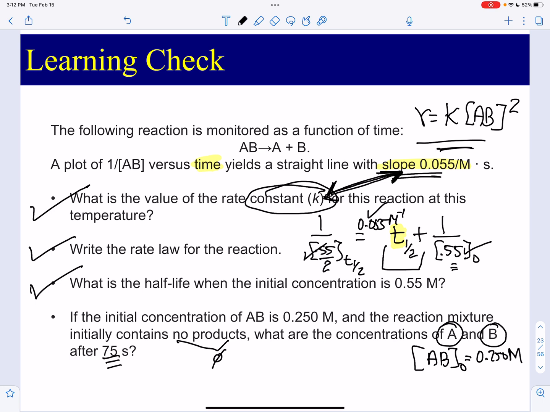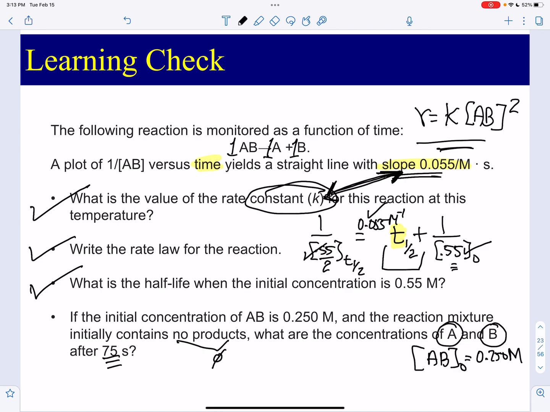So you started the reaction with AB. How much of this and this did you make after 75 seconds? That's what it's asking. So how can we do that? Well, this is how we do it. If we know how much reactant we begin with, and we know how much reactant we end up with after 75 seconds, the difference is how much was consumed, right? And if I know how much reactant was consumed, then I can use stoichiometry to find out how much product I made. For this particular problem, the stoichiometry is easy. For every one of these, you get one of those.